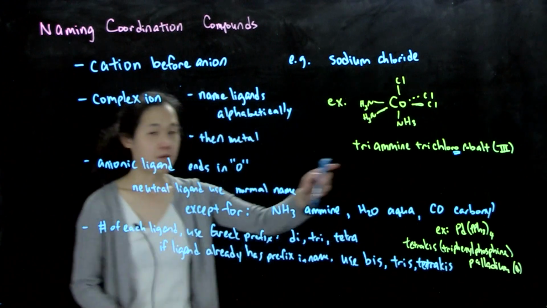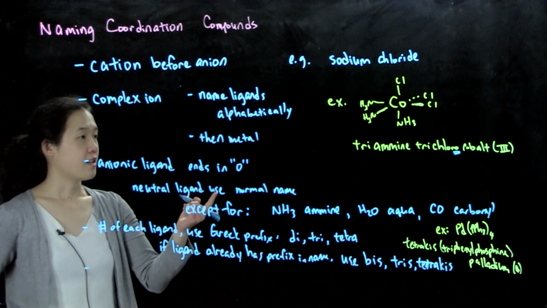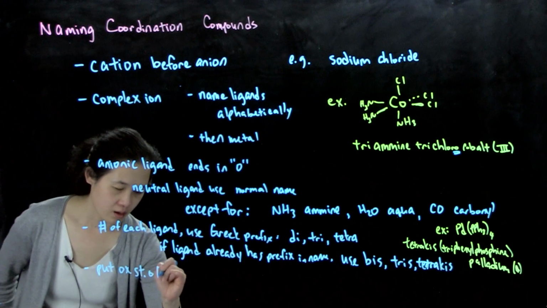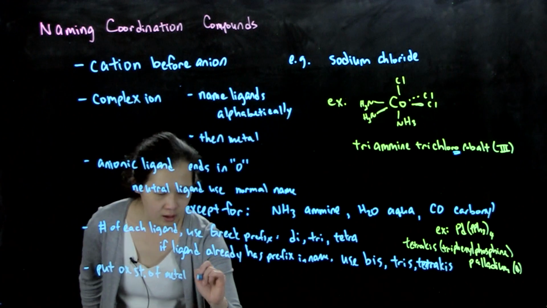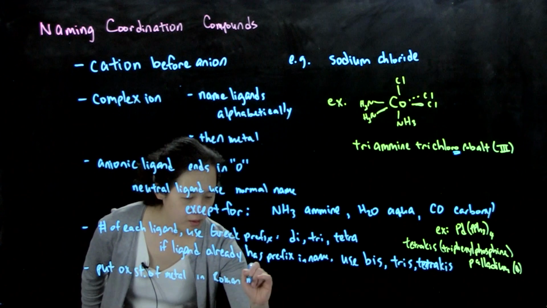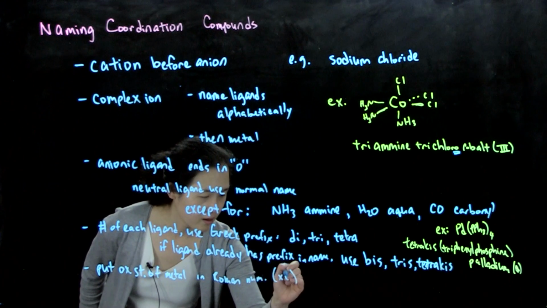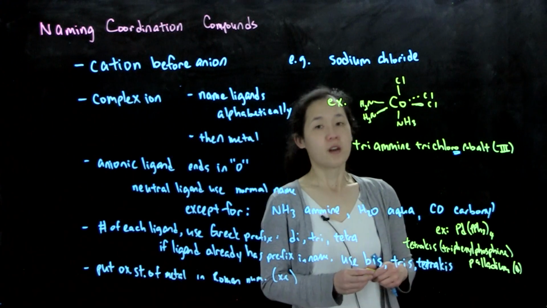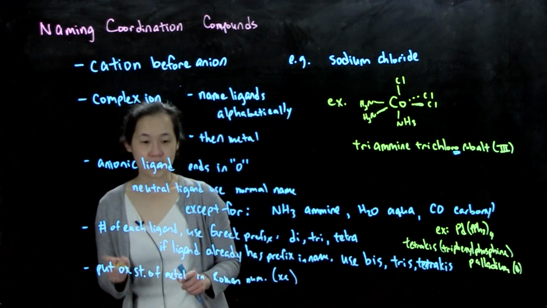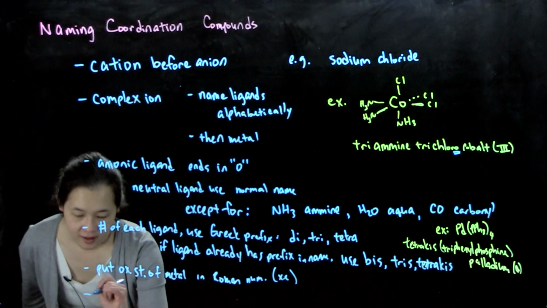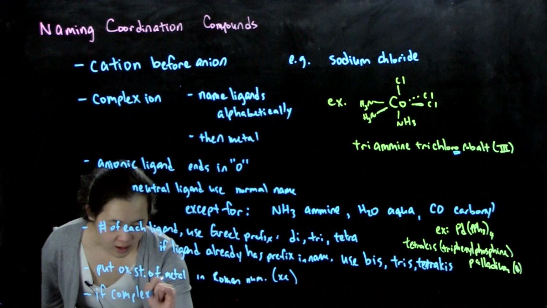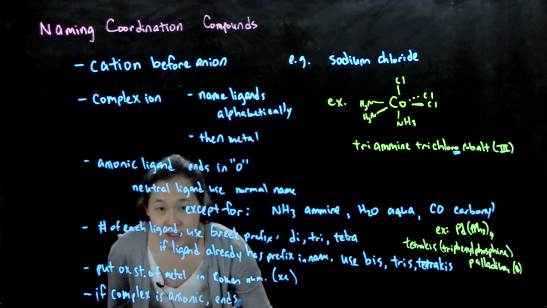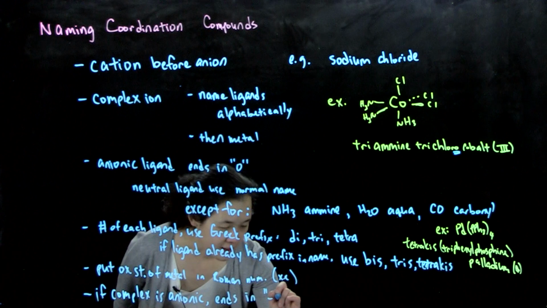Okay, and then as you've seen, what I'm doing is putting the oxidation state of the metal after the metal in Roman numerals, in parentheses. That's because in some cases it helps you determine the final charge. And then lastly, if your complex is anionic overall, the whole name ends in the suffix -ate.